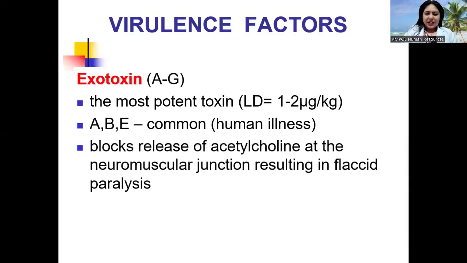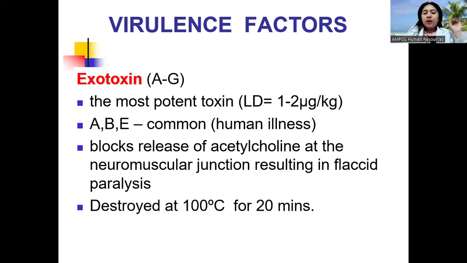So, virulence factors again: exotoxin A to G. These are the most potent toxins. A, B, and E are common and cause human illness. This exotoxin produced by Clostridium botulinum, the botulism toxin, blocks the release of acetylcholine in the neuromuscular junction causing flaccid paralysis. So, its effect is the opposite of tetanus toxin. The exotoxin is easily destroyed at 100 degrees Celsius for 20 minutes. So we can just boil so that we don't get botulinum toxin.